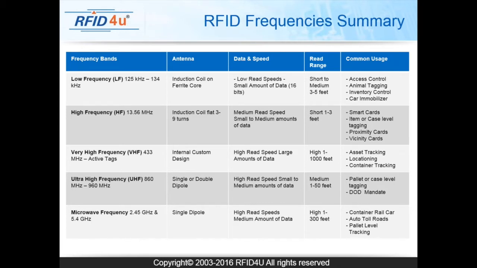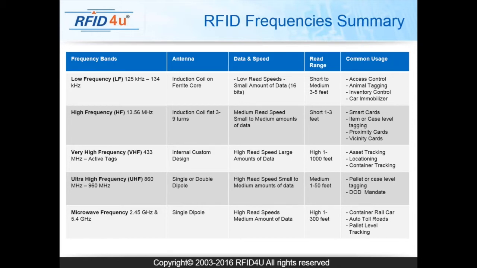High frequency has a medium read range and a medium read speed. This is what's used on your credit cards and also your access cards when you're trying to get into buildings. They generally have short read ranges up to about 3 feet. And common usages, once again, are smart cards, credit cards, and proximity cards and vicinity cards. We're going to talk about proximity and vicinity when we're talking about the protocols and the regulations and standards in subsequent videos.